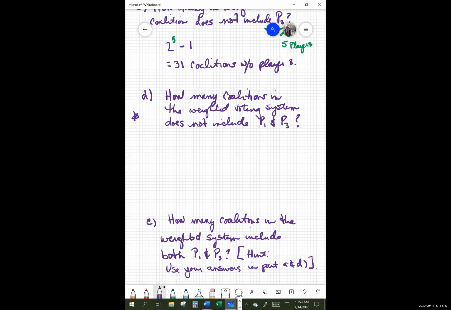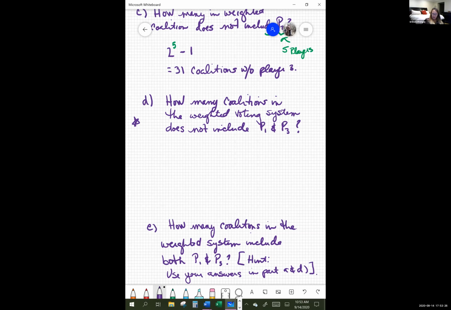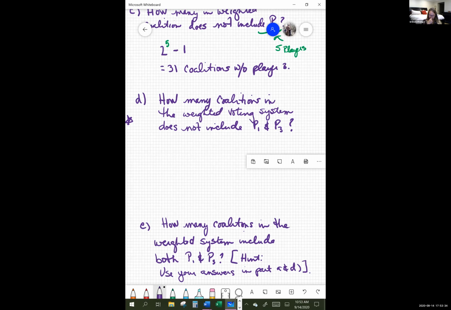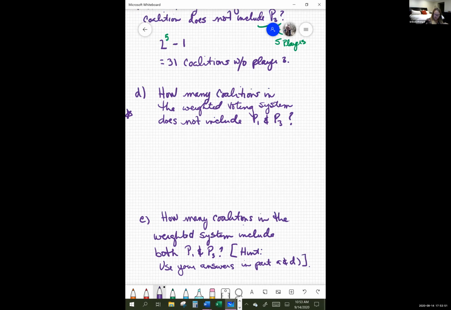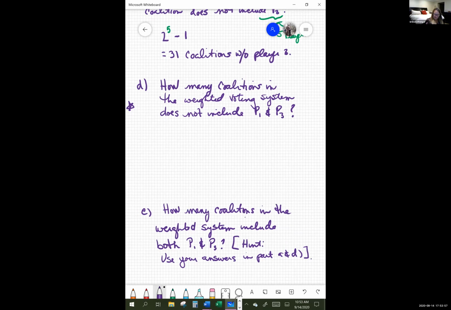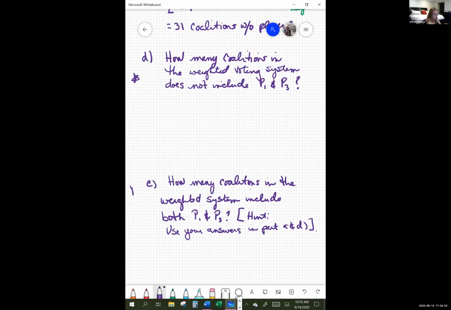Okay, let's kind of think about this. So how many coalitions in the weighting system do not include P sub 1 and P sub 3? Well, if we excluded P sub 1 and P sub 3, I'm just wondering if it's both of them. I might have to come back to this one on Wednesday. I don't want to guide you wrong, and I need to think about that. Let me come back to that one.